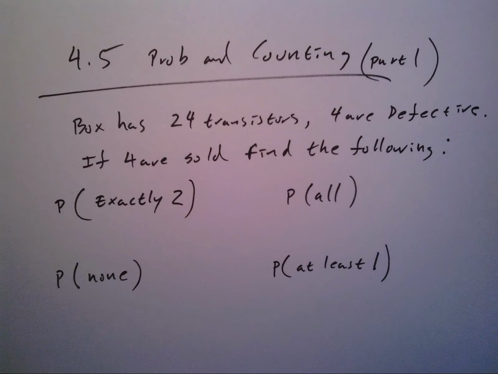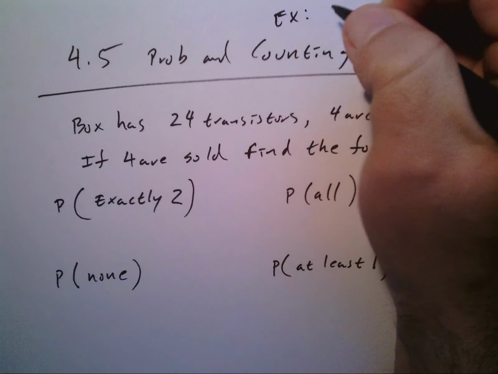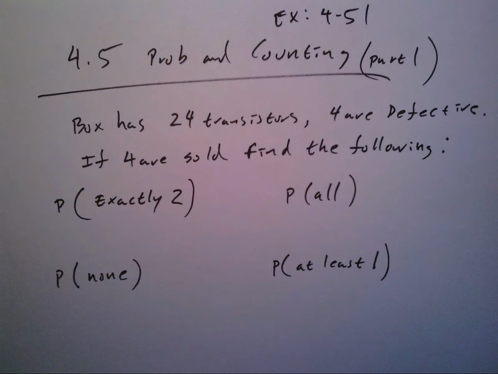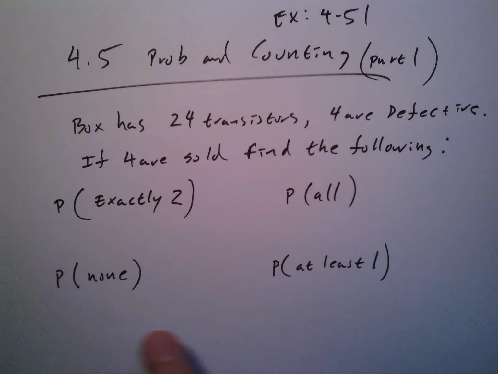Alright, so we're looking at 4.5 probability and counting. This is the first video I'm going to do on this section. Reading out example 51. A box has 24 transistors. 4 are defective. If 4 are sold, find the following: exactly 2, probability of all, probability of none, probability of at least 1.